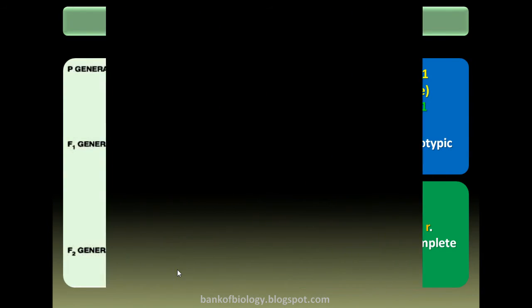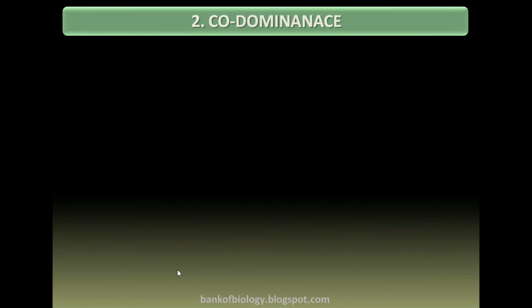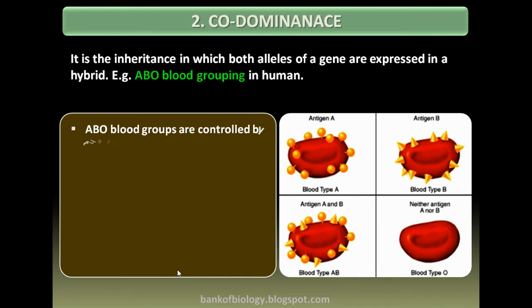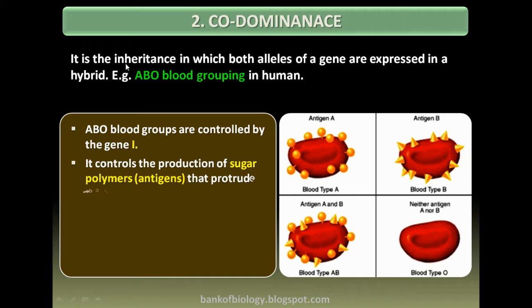Now let's see co-dominance. Co-dominance means together the genes are dominant, and it is the inheritance in which both alleles of the gene are expressed in the hybrid. Both the alleles are expressed in the hybrid. An example is ABO blood grouping in humans. ABO blood groups are controlled by gene I.